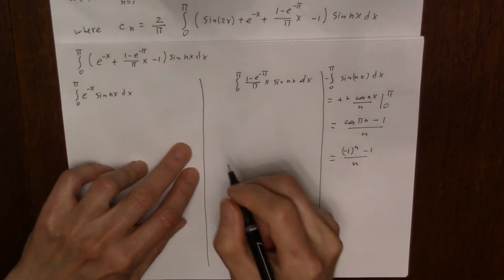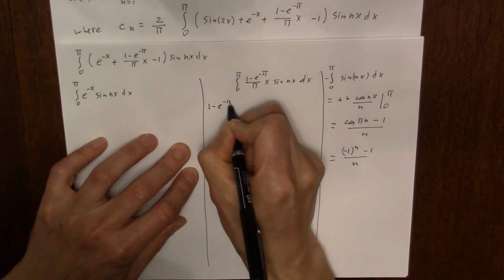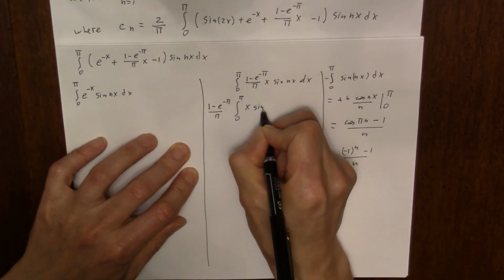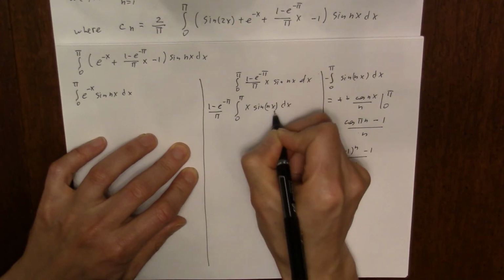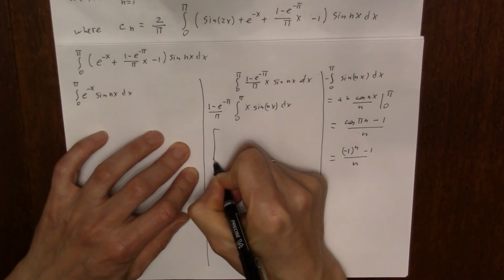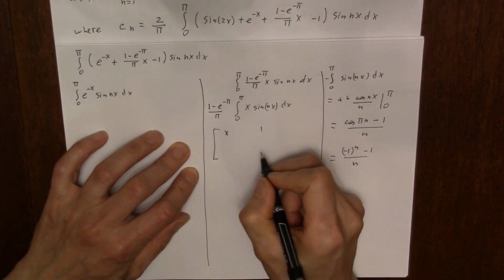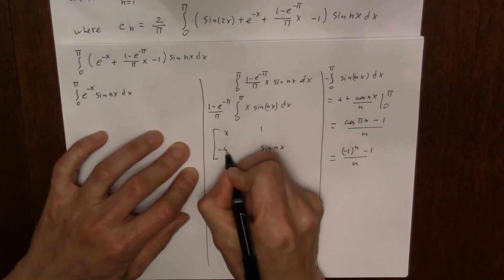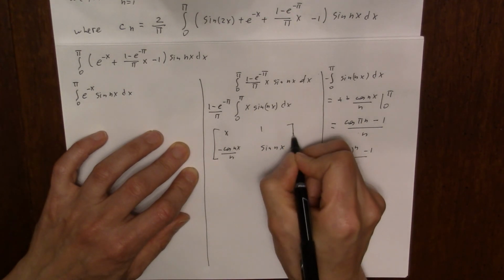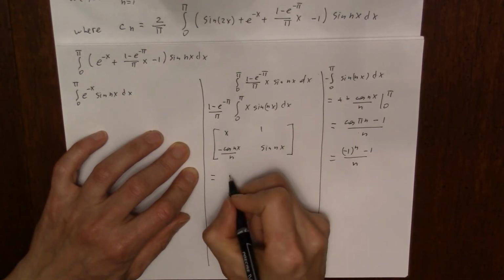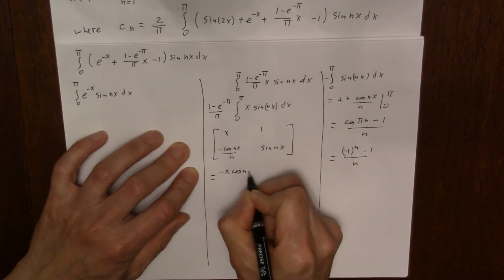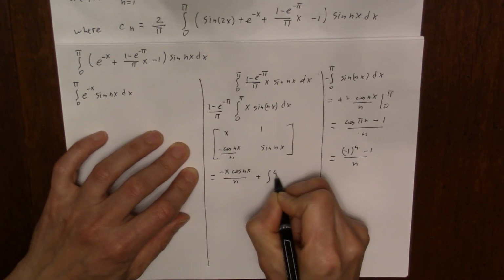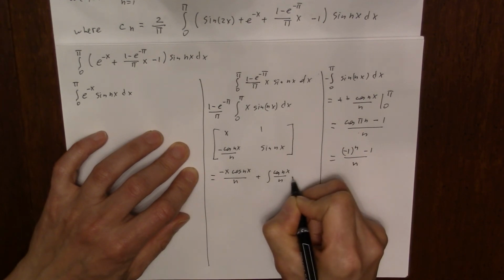Now to calculate the second integral, I'll take 1 minus e to the negative pi over pi out. I'm going to get the integral from 0 to pi of x sine nx dx. I'll do integration by parts. So x, the derivative of x is 1. Sine nx, the antiderivative of sine of nx is negative cosine nx over n. So we're going to get negative x cosine nx over n plus the integral of cosine of nx over n dx.